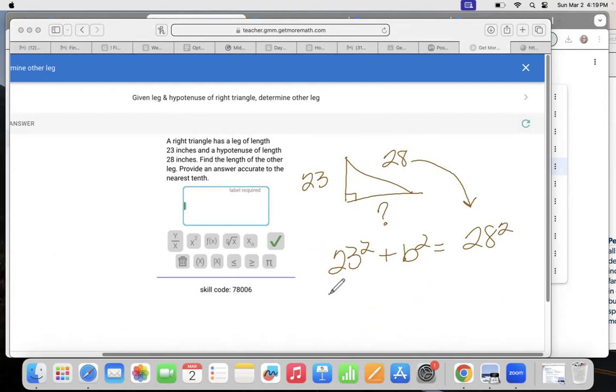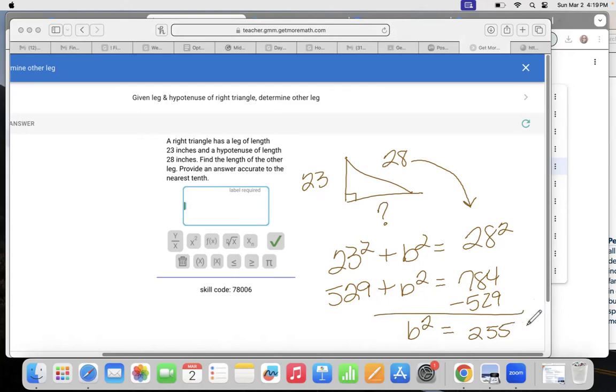So 23 times 23 is 529. And 28 squared, 28 times 28, is 784. I have to get the b by itself, so we're going to subtract the 529. It's already in my calculator, so I just hit minus 529, and that gets me b squared equals 255. Again, don't forget that the b is squared, so we don't have the variable by itself just yet. To unsquare it, we have to use a square root. So that's going to get me b equals 15.968.